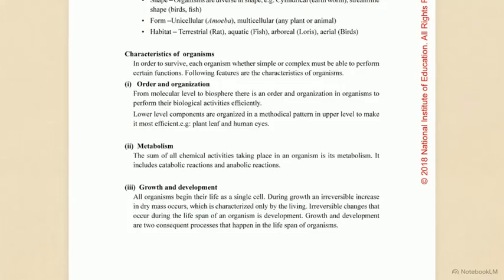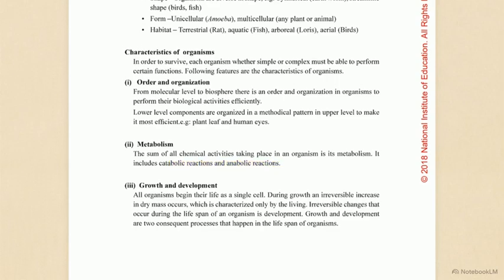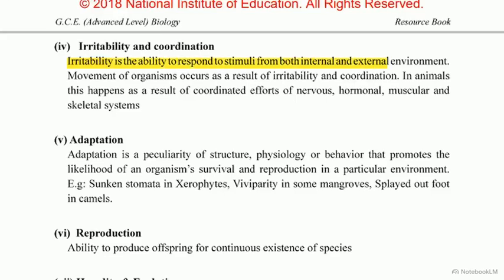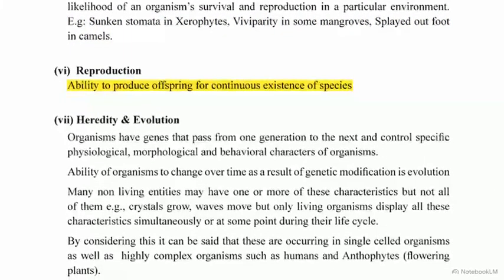In this textbook section is point 2, metabolism. This includes the breakdown of molecules, catabolic reactions, and the building of molecules, anabolic reactions. Continuing down is point 3, growth and development, defined as an irreversible increase in dry mass over the organism's lifespan. Next are points 4 and 5, irritability, responding to stimuli, and adaptation, developing traits like a camel's splayed feet for survival. Finally, reproduction to produce offspring, and heredity and evolution, passing genes to the next generation for gradual modification.